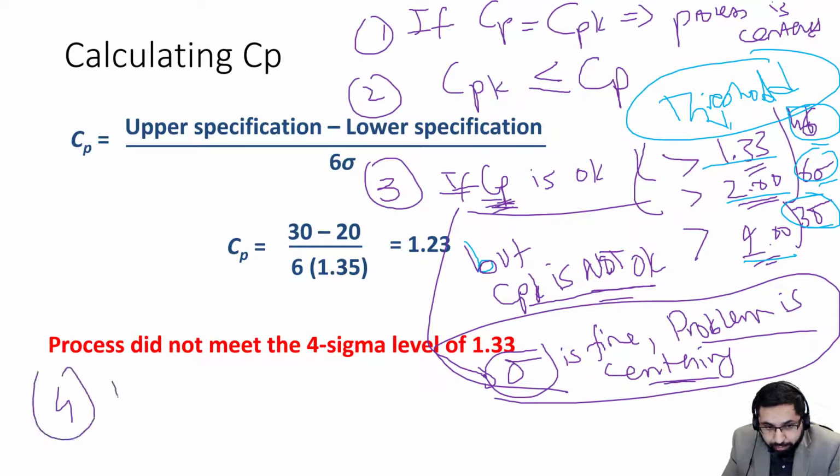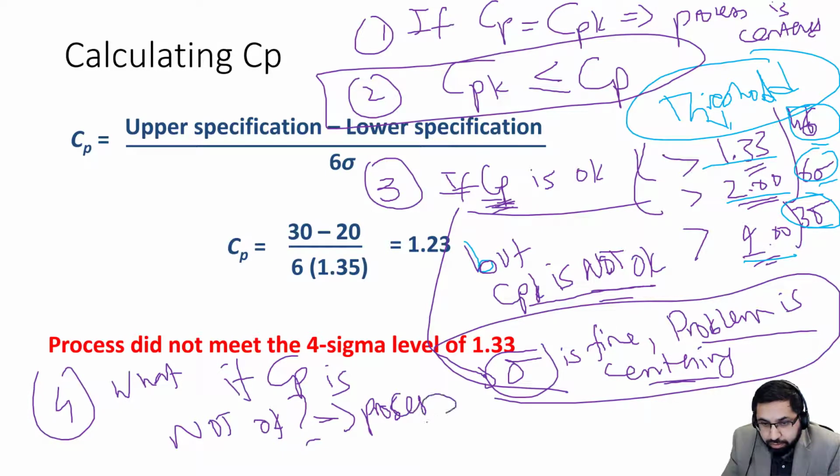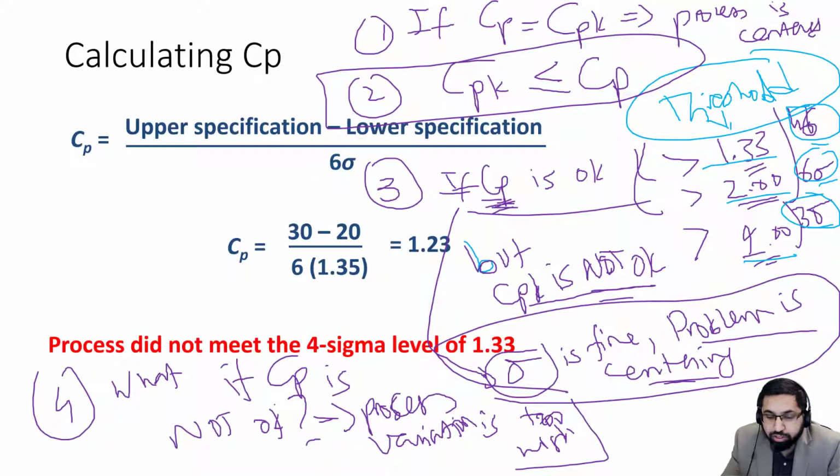However, what if CP is not okay? And because CPK is less than or equal to CP, CPK is also not going to be okay, right? So both of them are not okay. Then that means the process variation is too high, okay? Because whenever the process variation is fine, CP becomes okay. So if CP is not okay, the process variation is too high.